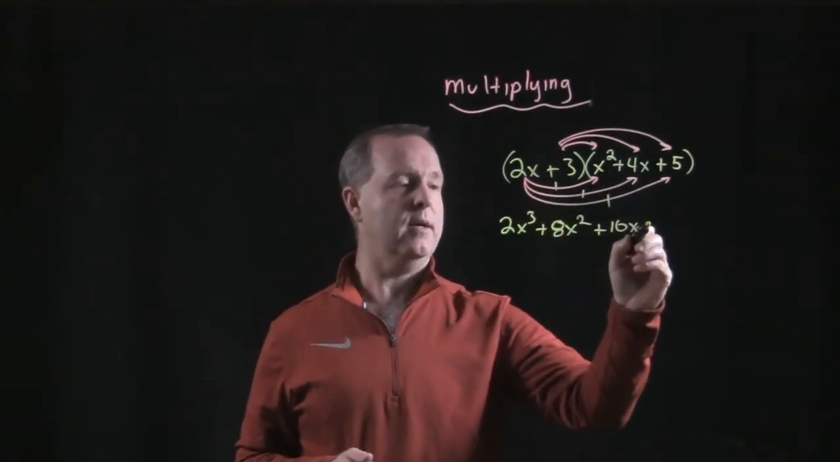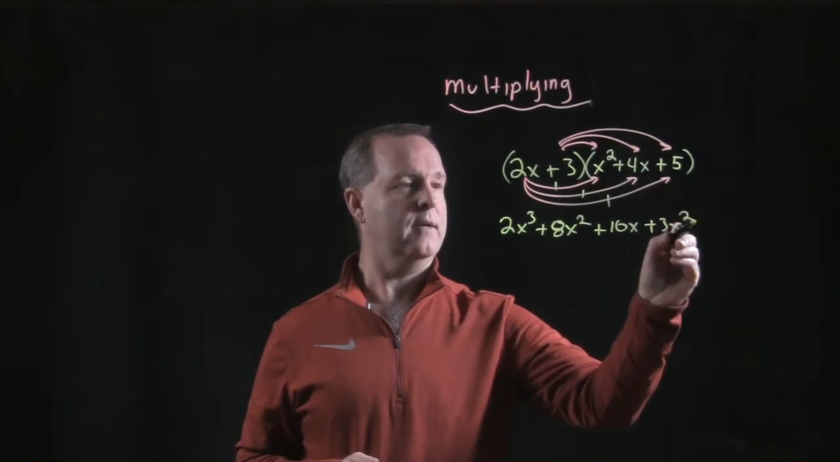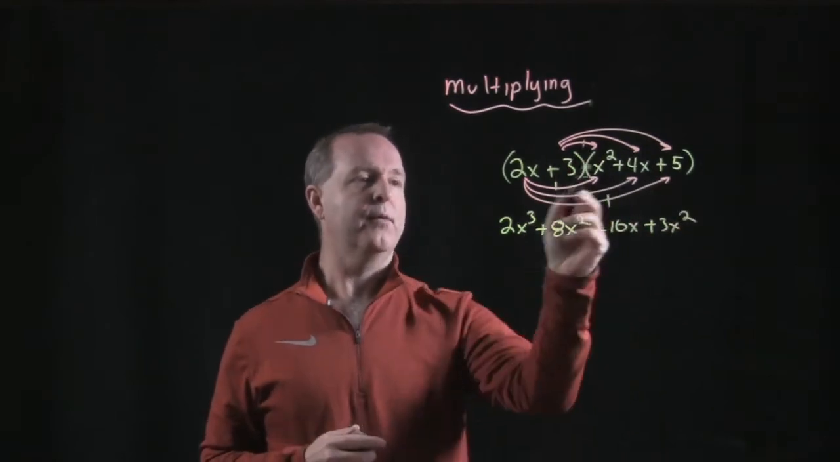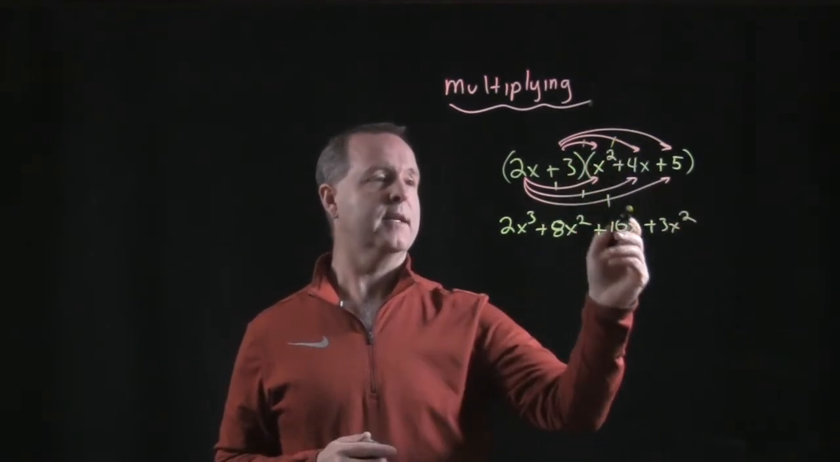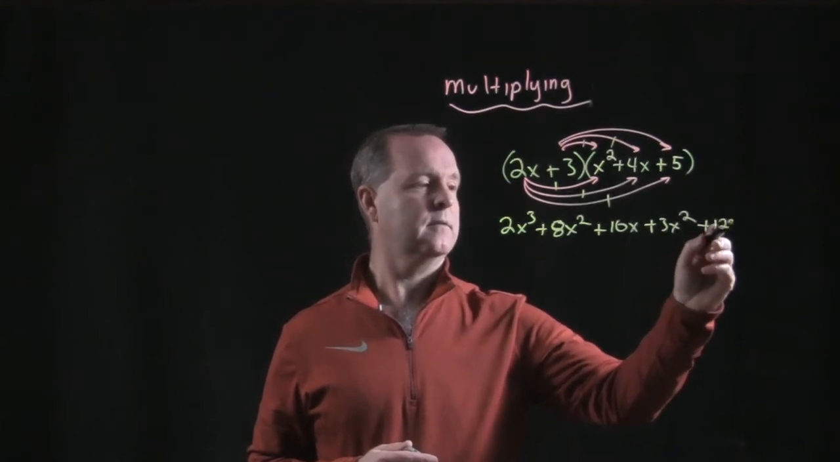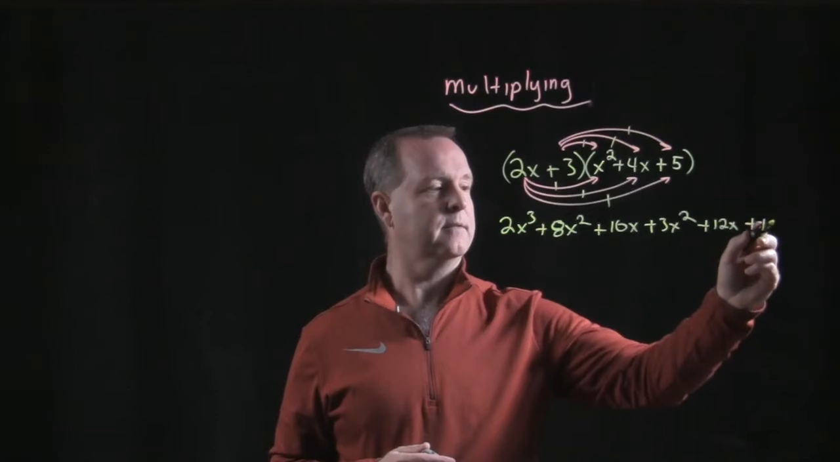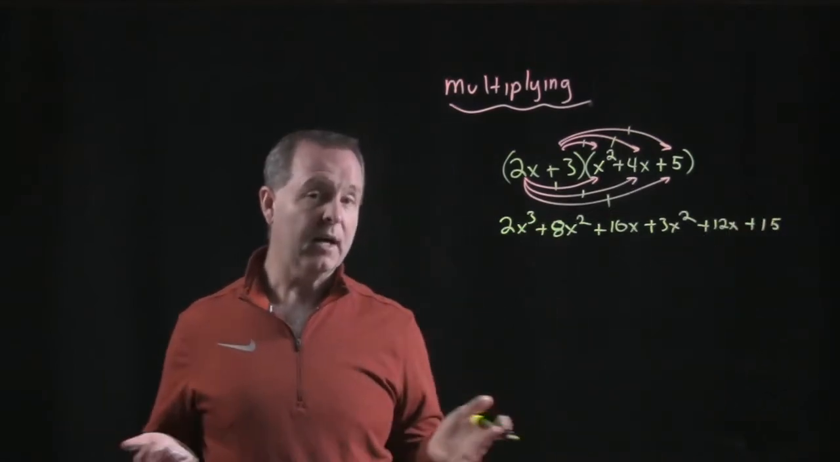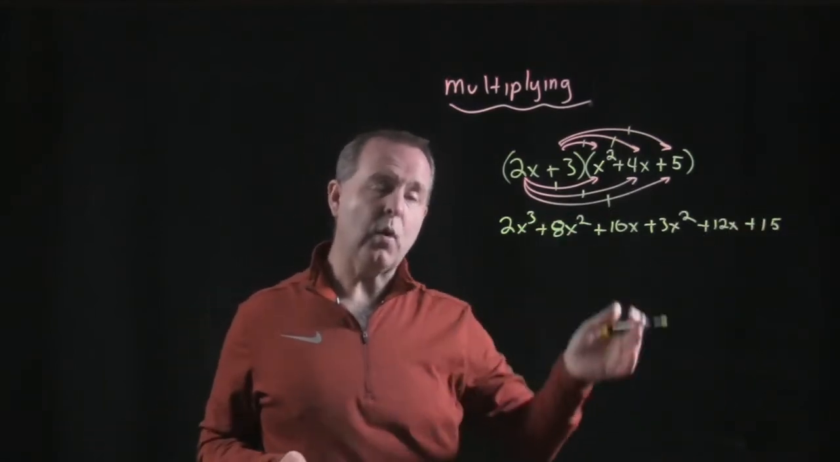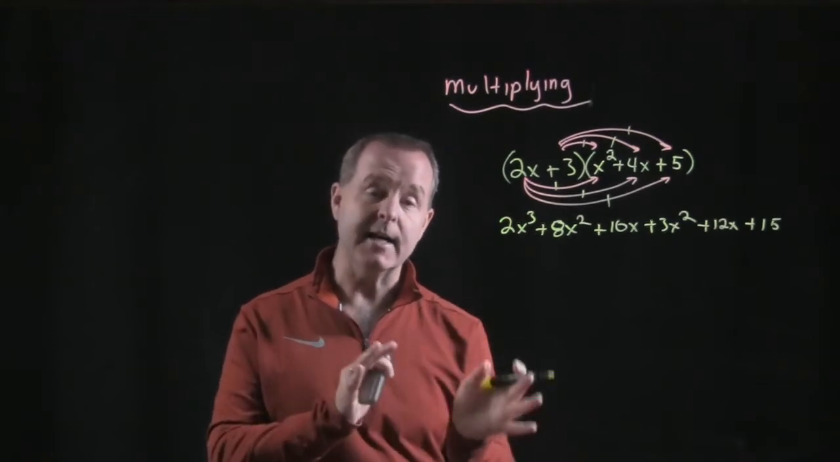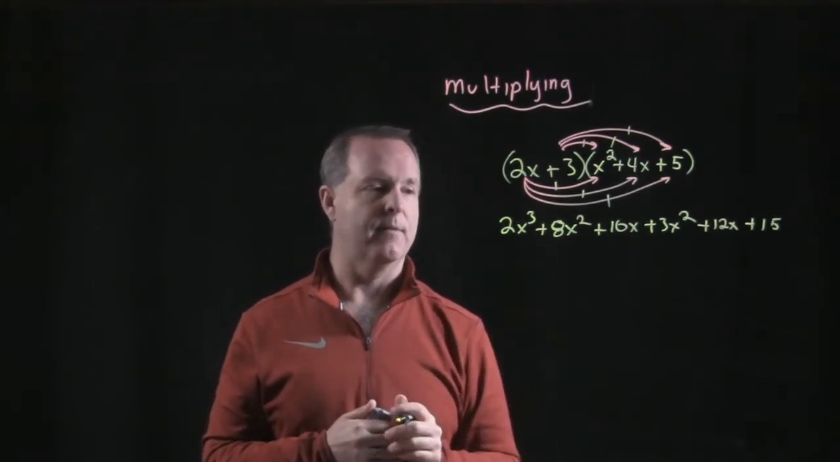3 times the x squared gives me a 3x squared. 3 times a 4x gives me a 12x. And the last one, 3 times a 5 gives me a 15. There, not much to it. It just required 2 more operations and collecting some terms now.